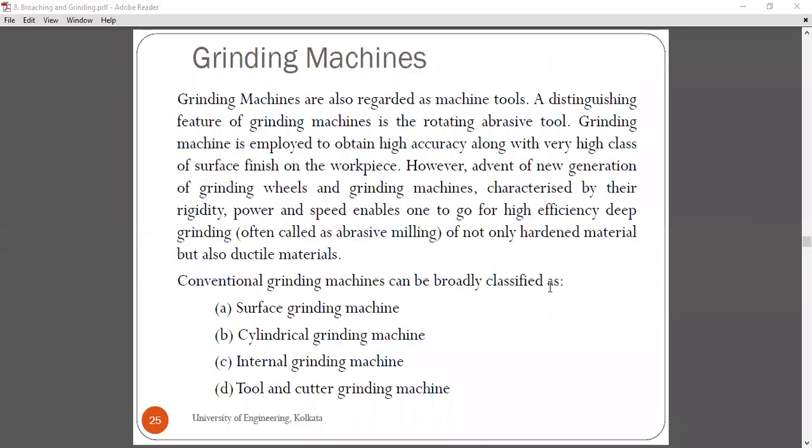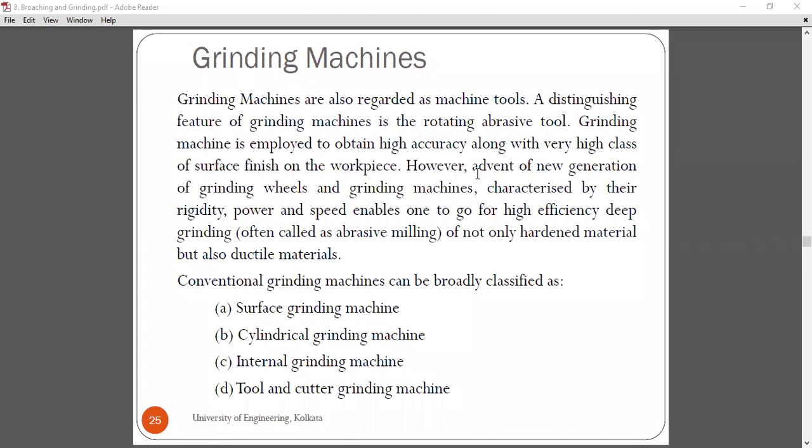Now let us come to the grinding machines. These grinding machines are also regarded as machine tools. A distinguishing feature of the grinding machines is the rotating abrasive tool. The grinding machine is employed to obtain high accuracy along with a very high class of surface finish on the workpiece.